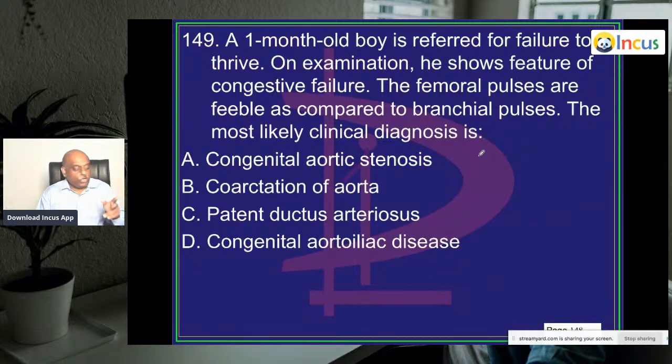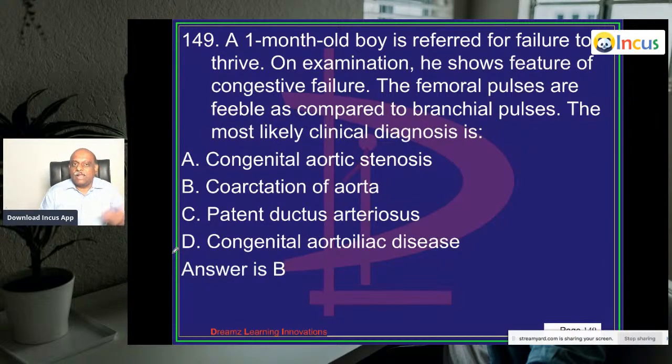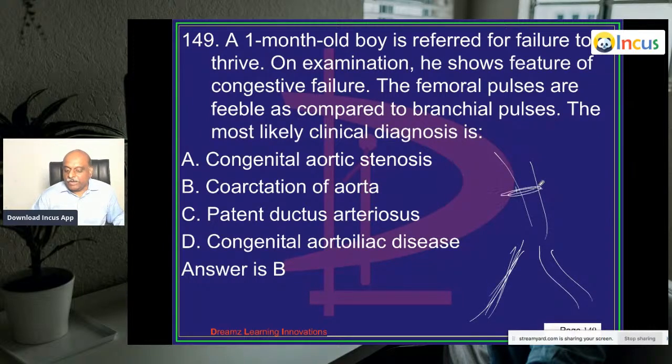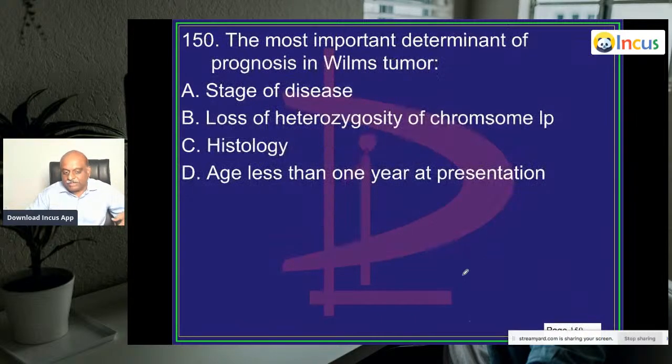A 1 month old boy is referred for failure to thrive. He shows features of congestive heart failure. Femoral pulses are feeble compared to brachial pulses. Classical. Obviously, aorta brings the blood to the lower limbs, not up there. So any coarctation of aorta will make the lower limb pulses feeble. Classical presentation.